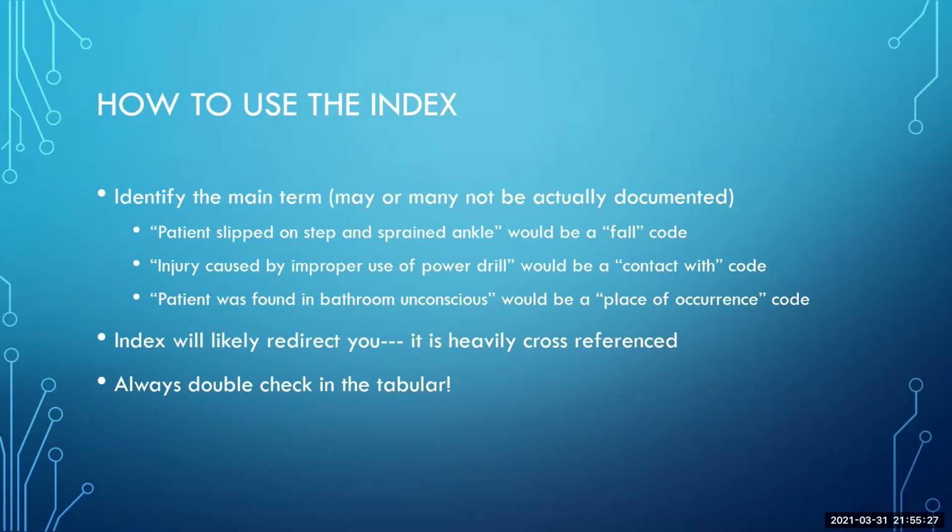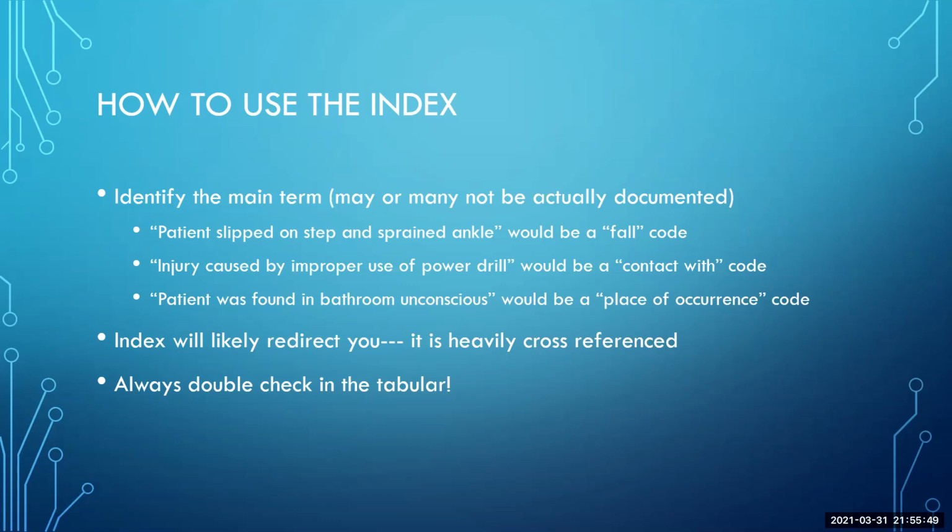Patient was found in bathroom unconscious. So this would be a place of occurrence code, and that would likely be residence, bathroom. So bathroom would be the place of occurrence. So like you see, the documentation doesn't say the place of occurrence was in the bathroom, but we are able to extrapolate that that's the kind of code that we'd be looking for.